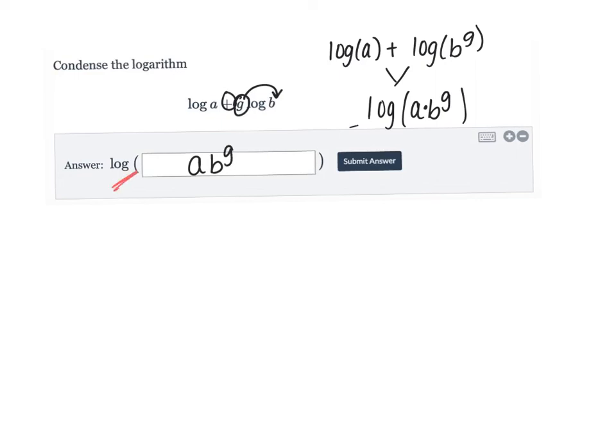Again, notice they always have the log written for you, so you've condensed it. You don't need to rewrite that part. So go ahead and type that into the Delta Math, and that's it for the lesson for today.